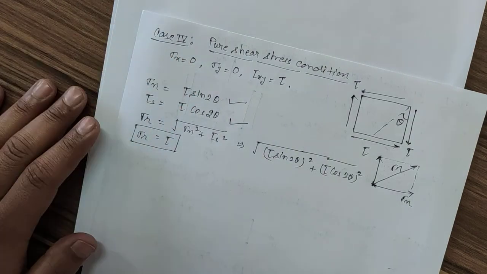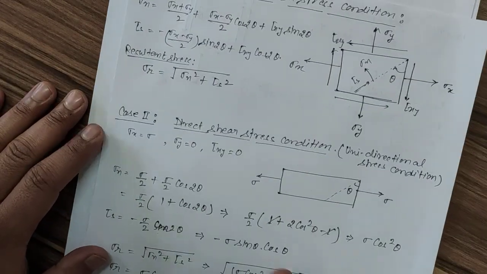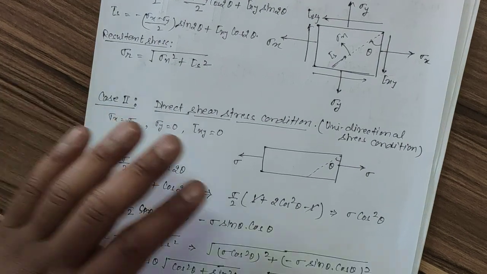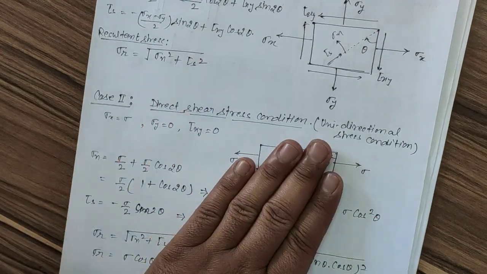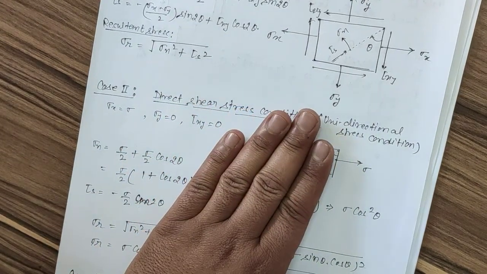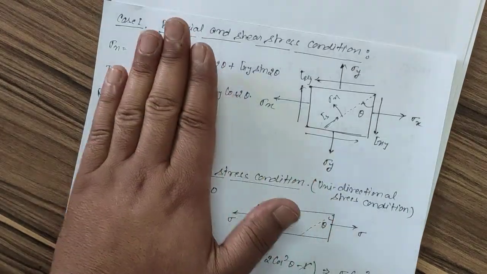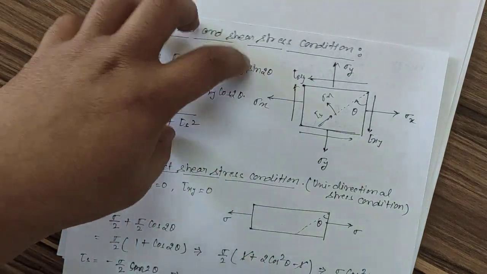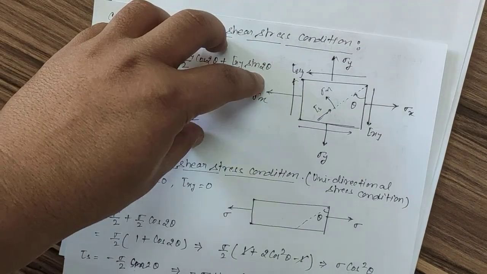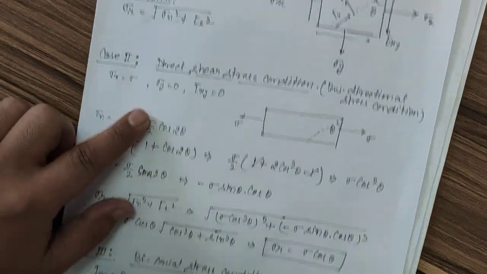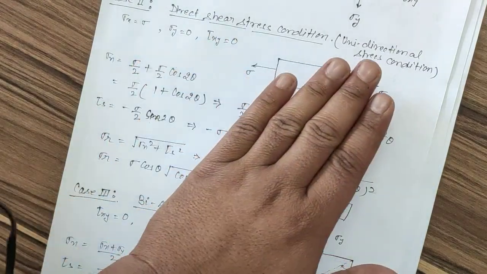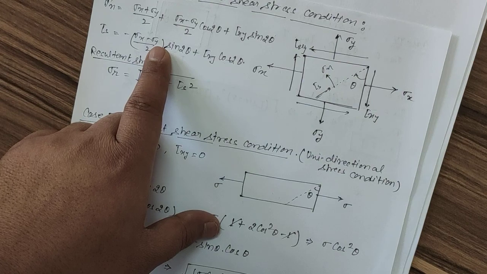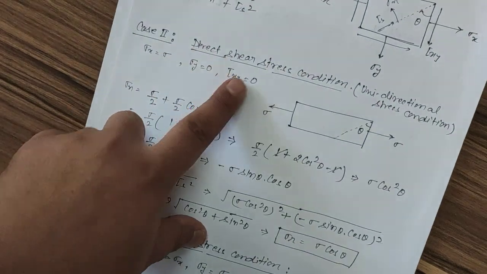By putting these values in our generalized case, we can calculate normal stress and shear stress on a particular plane. So if in the exam you are asked to calculate the normal stress and shear stress for a particular case, like the direct shear stress condition, then first you have to derive, because we have taken the sequence in reverse. First we have taken the generalized case. So first derive for the generalized case, then put the conditions. Let's say it is asked to calculate for the unidirectional case. First calculate for the generalized case, put the conditions equal to 0.